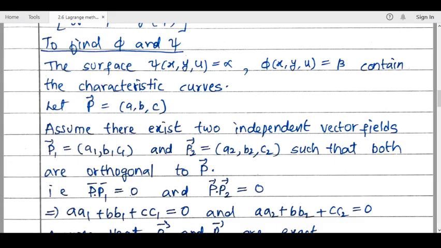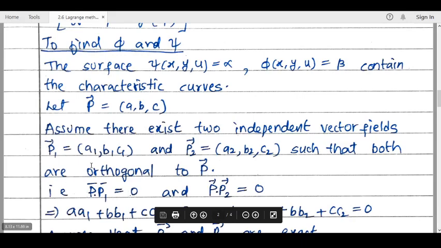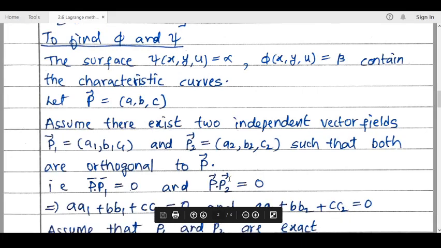Now we have to find two independent vector fields P1 and P2 such that they are independent and both are orthogonal to P. Orthogonal means their dot product should be 0. So P dot P1 should be 0 and P dot P2 should be 0. This simply means A A1 plus B B1 plus C C1 equals 0, and A A2 plus B B2 plus C C2 equals 0.